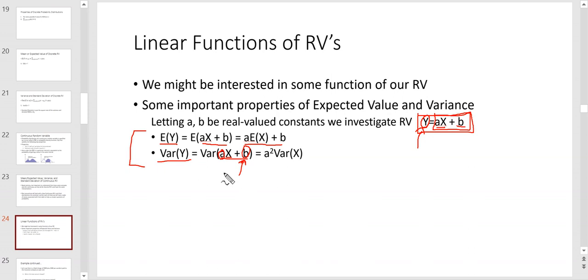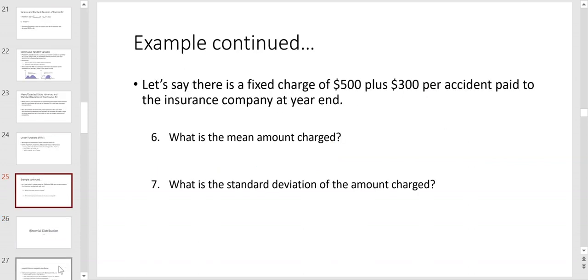But what you multiply the random variable by will affect the variability. It could make it more variable or less variable. Okay? So that's why you don't see b in this final result having any impact. And let's do an example and finally wrap this all up, where we take a linear function using the previous example.